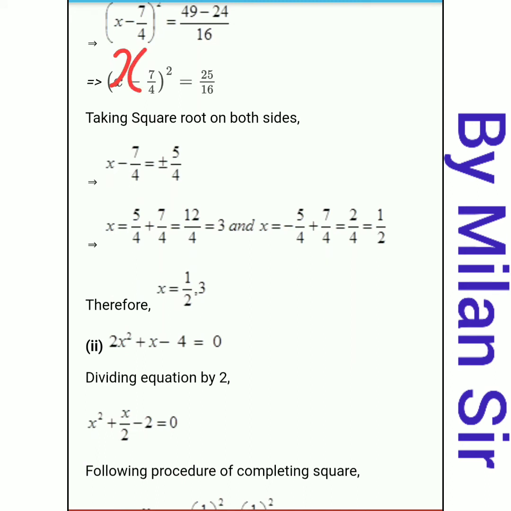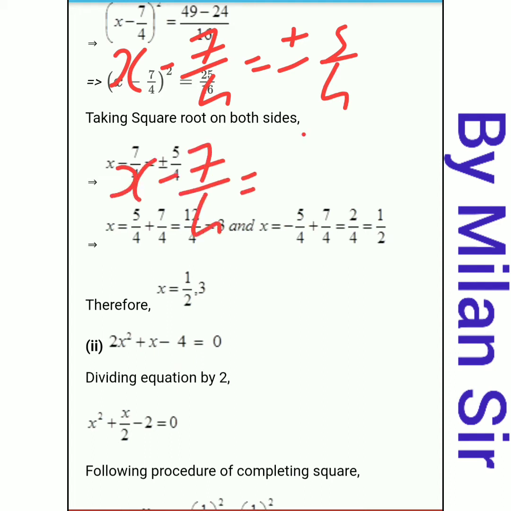Okay, so here x minus 7 by 4 is equal to plus or minus 5 by 4. In the first case we just take the positive sign, so plus 5 by 4. Now we want to find the value of x, so we transfer this minus 7 by 4 to the right hand side, so it becomes plus 7 by 4.